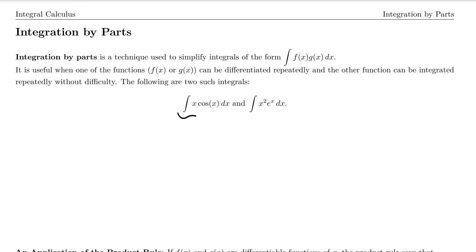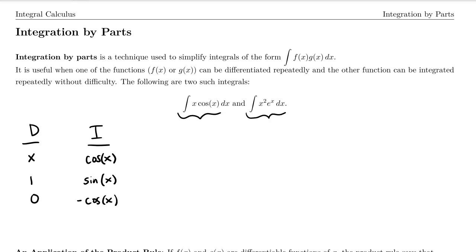In this first integral, I'm going to make two columns, and in the D column, D stands for differentiate and I stands for integrate. I'm going to place the x and the cosine of x in the columns. x is pretty easy to repeatedly differentiate because its derivative is 1, and then the derivative after that is 0. And cosine of x, if I were to integrate that, has an antiderivative of sine of x, and then the antiderivative of that would be negative cosine of x.